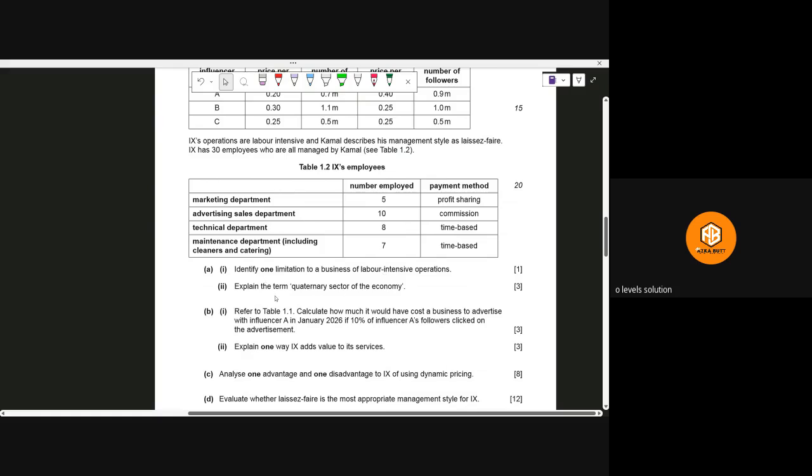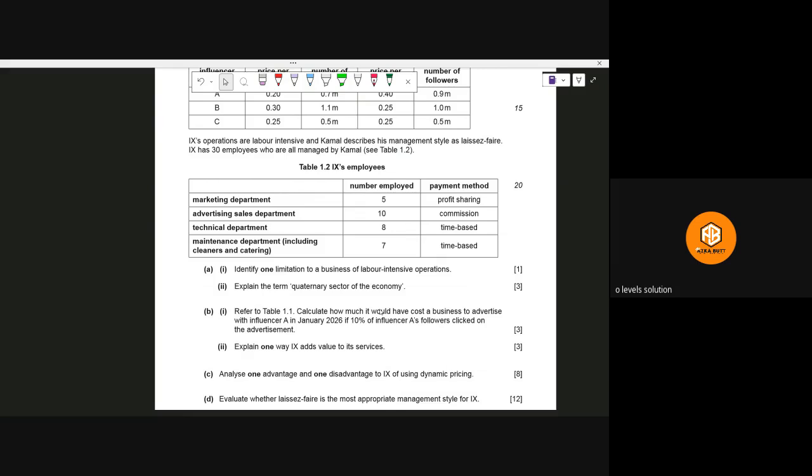Next question is explain the meaning of the quaternary sector of the economy. Quaternary sector means that this is the part of the economy that focuses on knowledge-based activities. So basically, these types of businesses provide intellectual services, for example, information technology, research and development services to other businesses, data analysis, these kinds of services they used to provide.